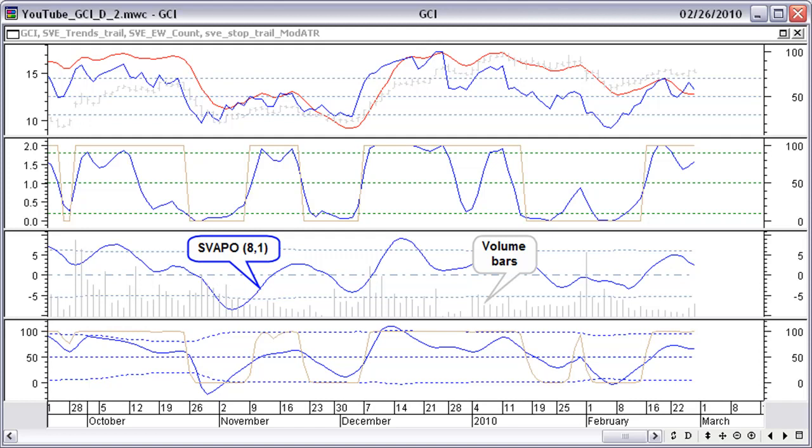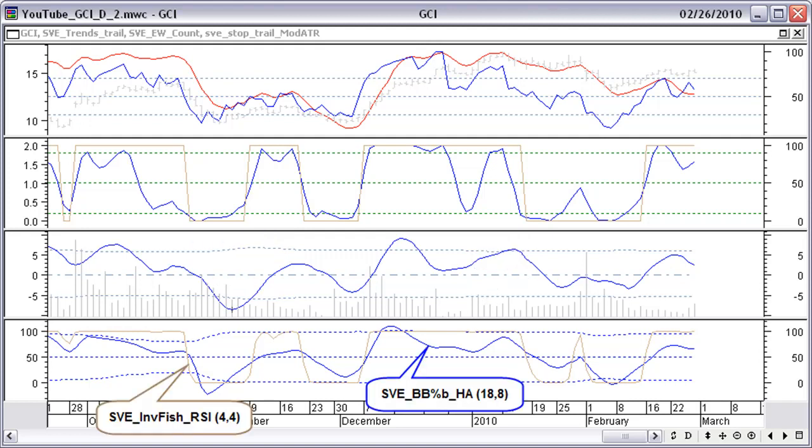It also holds my SWAPO indicator. This is a smooth, fast indicator that takes into account the volume. You can find this indicator at stockata.org/metastock/formulas.html. In the fourth sub-window, we have a Bollinger Bands %B indicator based on the average Heikin Ashi closing price.